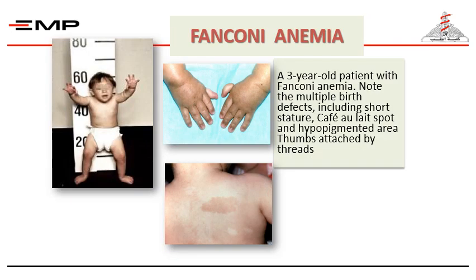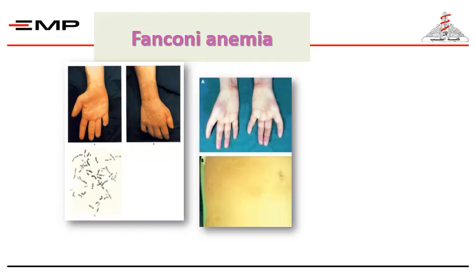This is a child 3 years old with Fanconi anemia. You see how short he is. There are cafe au lait spots and hypopigmented patches on the back, and in the hands there is an abnormality of the thumb. This is another picture of Fanconi anemia showing cafe au lait patches, an absent thumb, and in the other picture, what is very evident is what we call clinodactyly of the little finger.